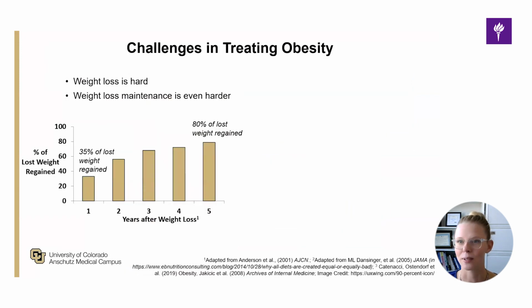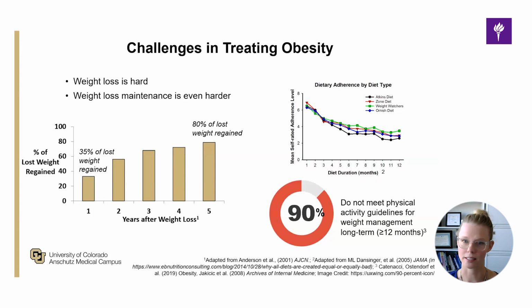But we have lots of challenges when it comes to obesity treatment. We know that weight loss is hard, and weight loss maintenance is even harder. For example, there was a meta-analysis of weight loss studies conducted in the United States, and they showed that about 80% of lost weight was regained within 4 to 5 years. And similar patterns emerge when we're looking at adherence to diet by all different types of diet strategies, as well as physical activity guidelines. About 90% of adults do not meet the physical activity guidelines for weight management long-term, so at least 12 months or more.